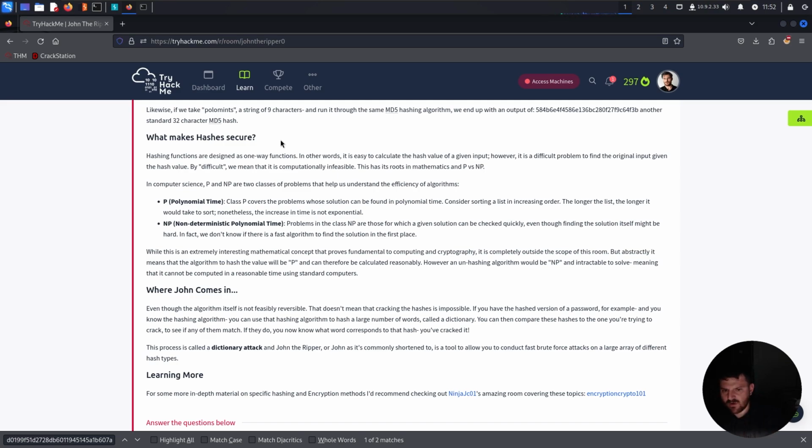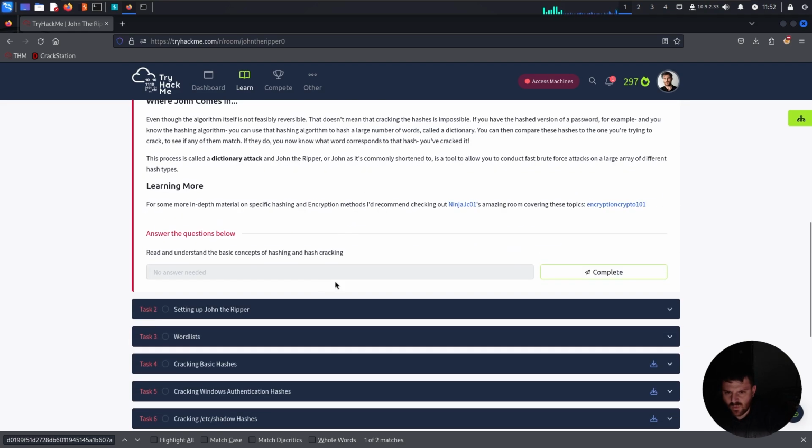And John the Ripper, or John, as it's commonly shortened to, is a tool to allow you to conduct fast brute force attacks on a large array of different hash types. Learning more: for some more in-depth material on specific hashing and encryption methods, I recommend checking out Ninja JC01's amazing room covering these concepts, Encryption Crypto 101.